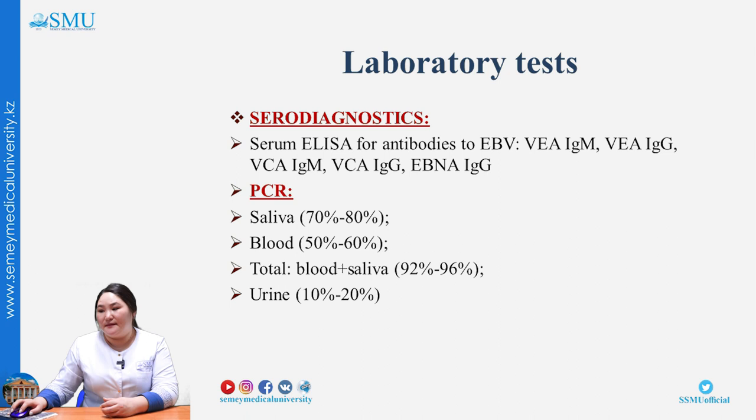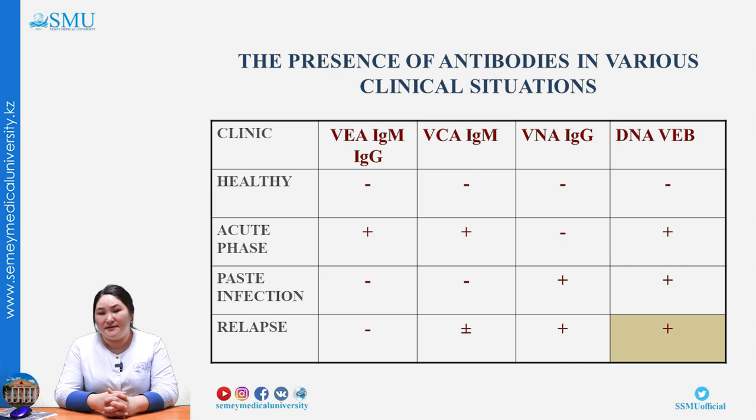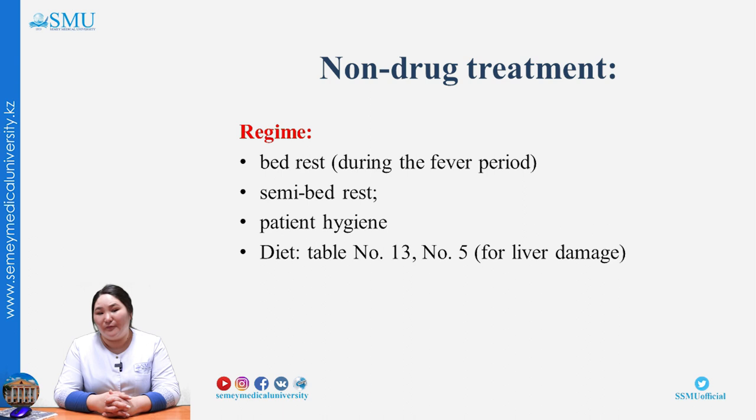And how do we interpret the serological analysis, ELISA? A healthy person shouldn't have any of these antigens. In the acute phase of infection, early antigen and capsid antigen IgM should be positive, and DNA is found by PCR too. And a past infection gives us viral capsid antigen IgG, nuclear antigen IgG, sometimes DNA can be positive. But IgM shouldn't be present.